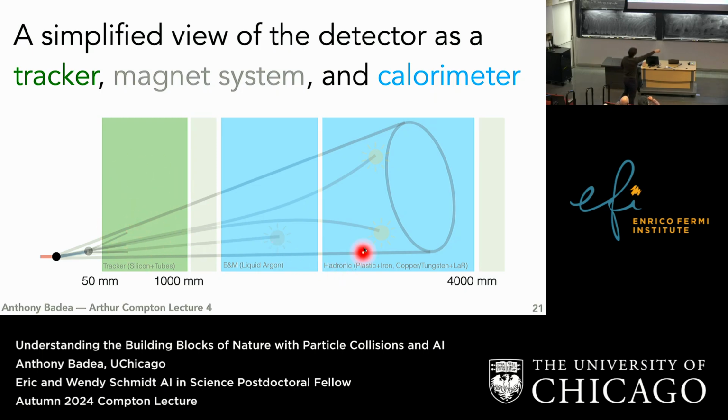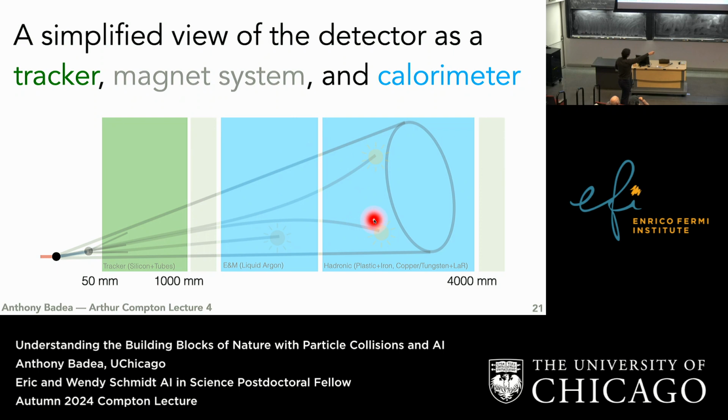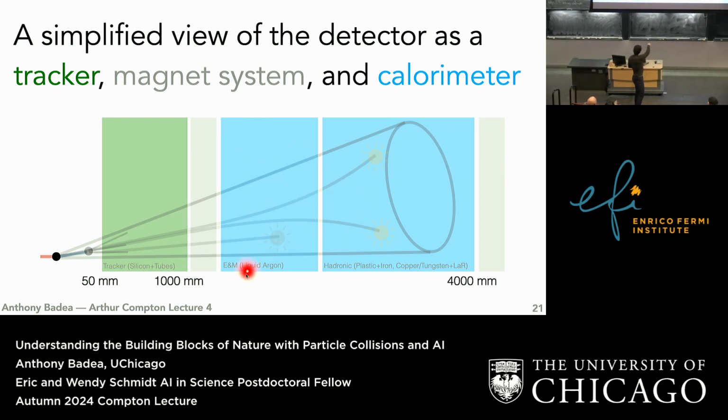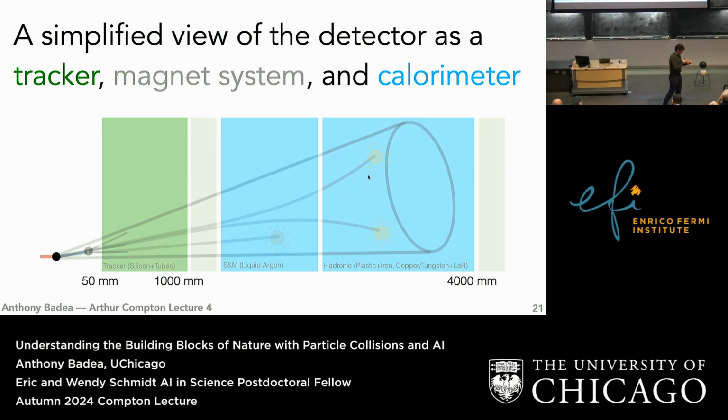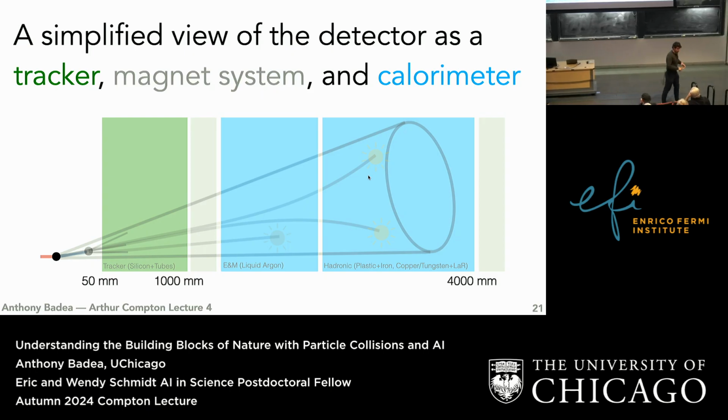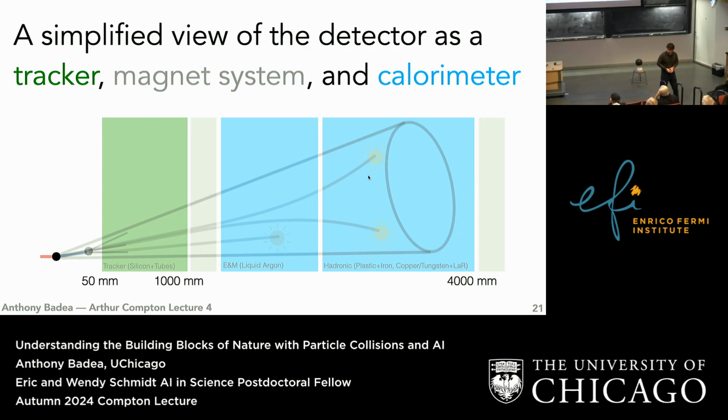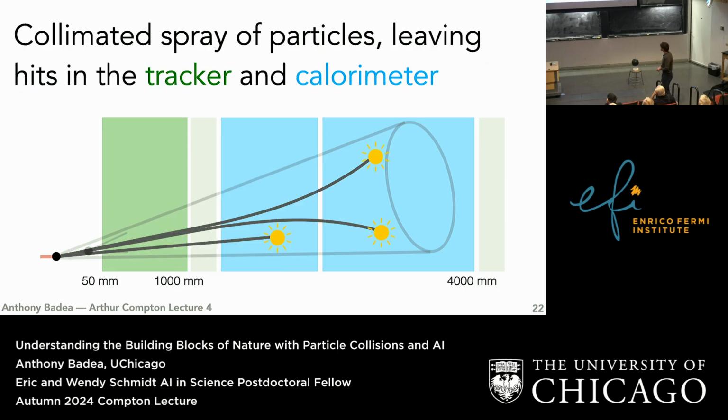And then in this region over here, you have materials where particles hit them from roughly the range of 1 meter to 4 meters, and they deposit their energy. So you get sprays of energy deposits in here. Between these two, you get the momentum and you get the energy. So then you have a complete picture of particles passing through.